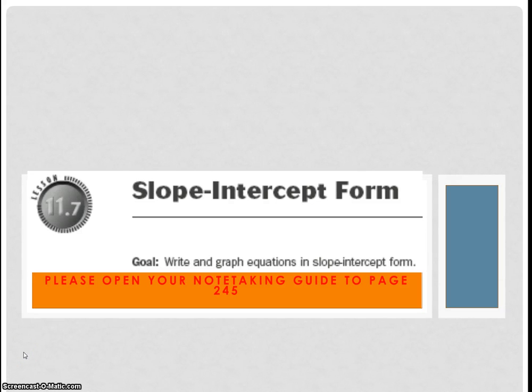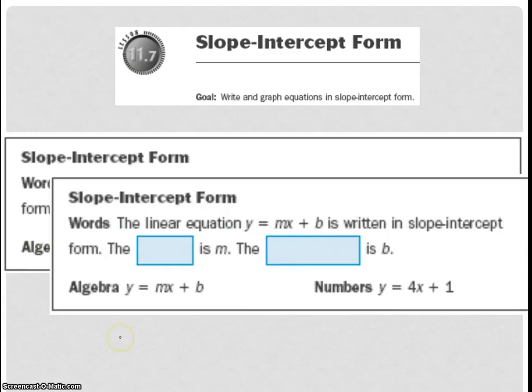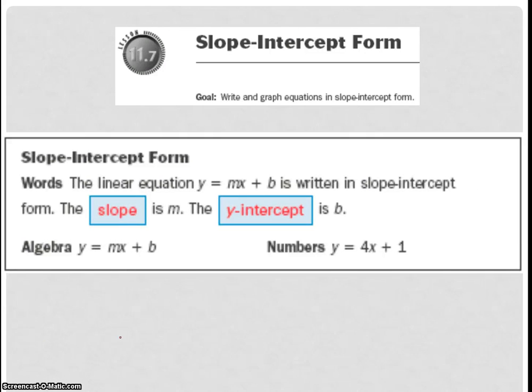Lesson 11.7, Slope-Intercept Form. Slope-intercept form is the linear equation y equals mx plus b. The m is the slope, the b is the y-intercept.